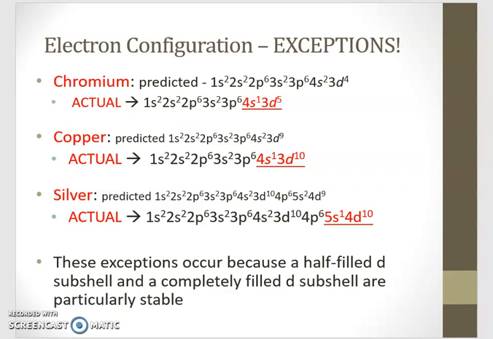This makes the d sublevel much more stable, and then what you should see is that all of these metals will end up with what we call one valence electron, which we will look at in another lesson.